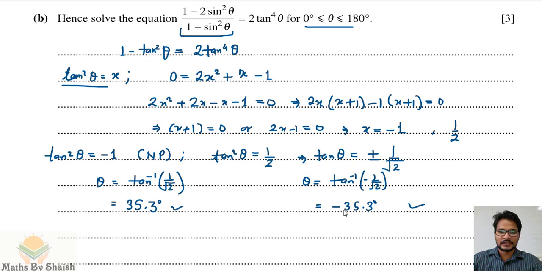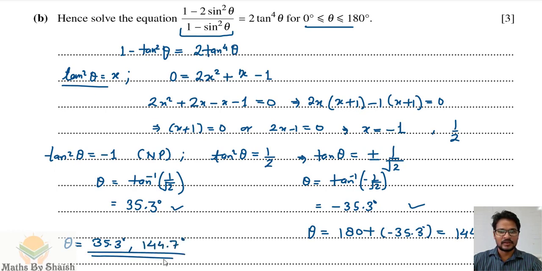The other angle we will get by 180 plus, so theta would be 180 plus minus 35.3 degrees, and this value we will get as 144.7, so 144.73 degrees. So the solutions of this are going to be 35.3 degrees and 144.7 degrees. No other solutions are possible.